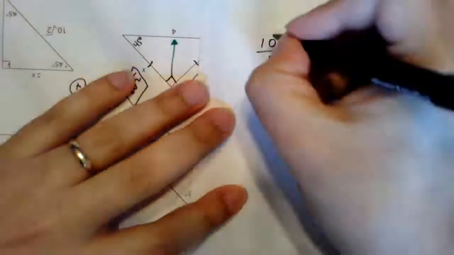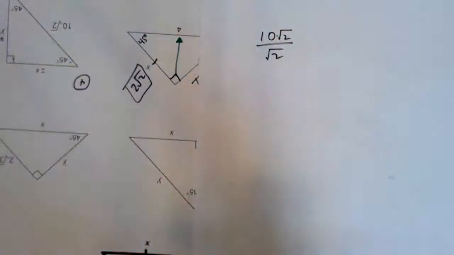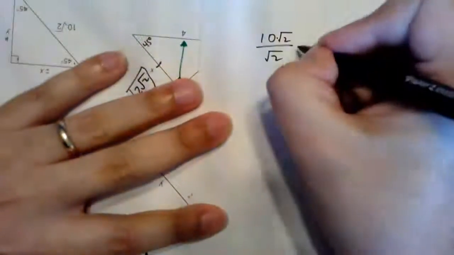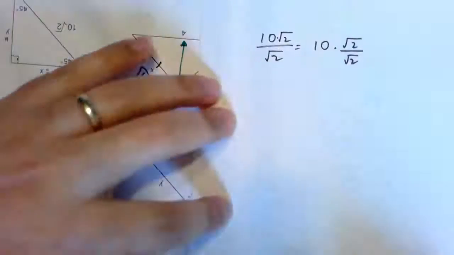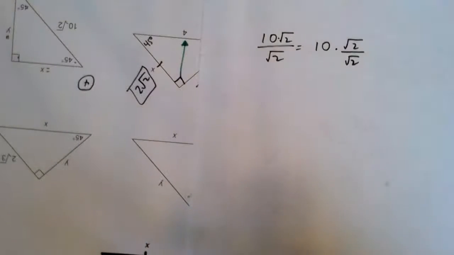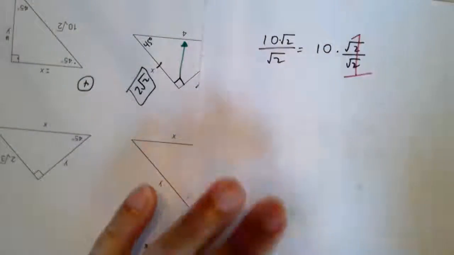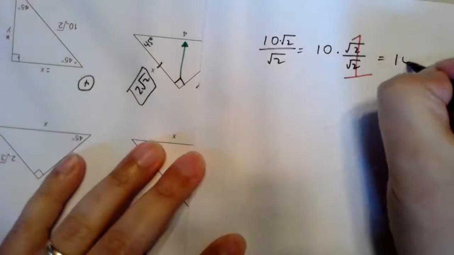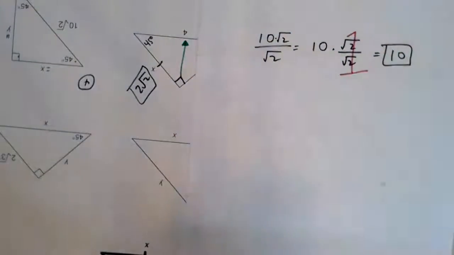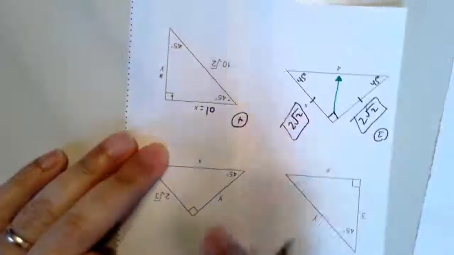So it's 10 times the square root of 2 divided by the square root of 2. I can rewrite this like this. It's the same thing, I just rewrote it. The reason I rewrote it is because the square root of 2 divided by the square root of 2 is a giant 1. So it's really just 10 times 1, which is 10. So that means x is 10, y is 10.